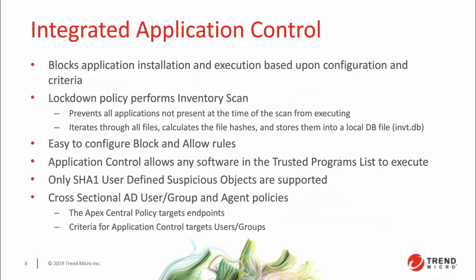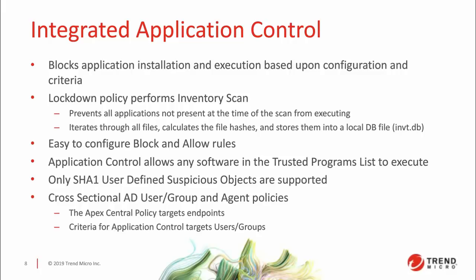So integrated application control is another one of our integrated products coming with Apex One, and it generally blocks application installation and execution based upon criteria set forth by the administrator. So there's a lockdown policy, and this is very common in environments. Once you issue the lockdown policy to an agent, it begins scanning the inventory of that agent, takes all the files, puts it in a hash, and then adds it to a database. Anything at that point in time that isn't on the computer that runs will flag on it, right?